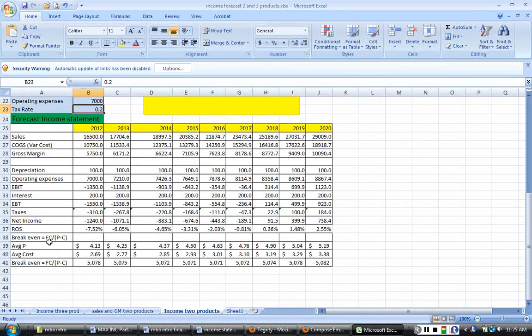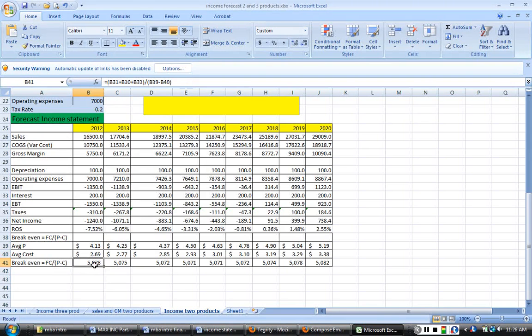On the bottom is calculating the break-even. Break-even, the formula, as we've discussed in the other presentation that I gave you on break-even analysis, is fixed cost divided by price minus variable cost. Because in this case we have two products, A and B, which price do we use and which variable cost should we use? That's why we did the average in the prior sheet. So I just pulled it over here from the prior sheet: average price, average cost. And then basically this is the formula.